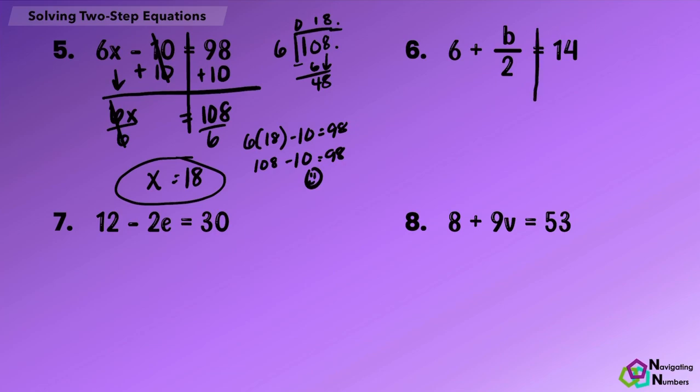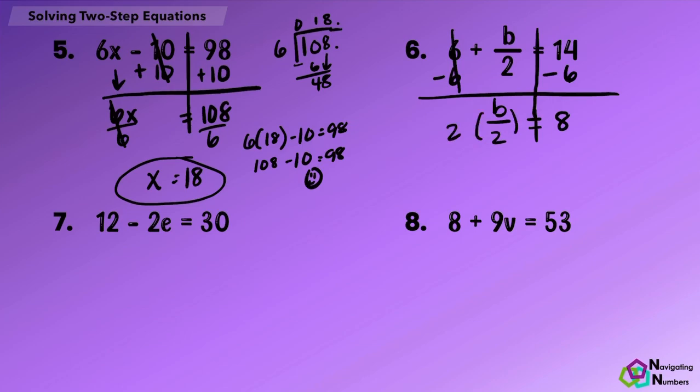Number 6, we have 6 plus b divided by 2 equals 14. Draw a line down the equal sign. We have a positive 6, so to undo that positive 6, we're going to subtract 6 from both sides. We're left with b divided by 2 equals 14 minus 6, which is 8. Next, we have our division. So to undo the division, we're going to multiply both sides times 2. So 8 times 2. So we're left with b equals 8 times 2, which is 16.